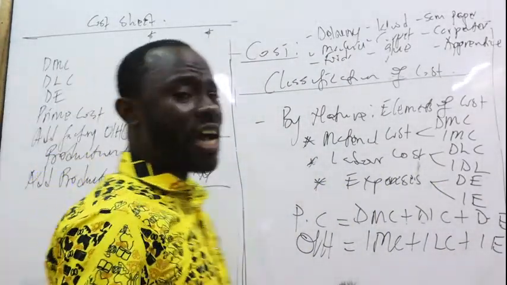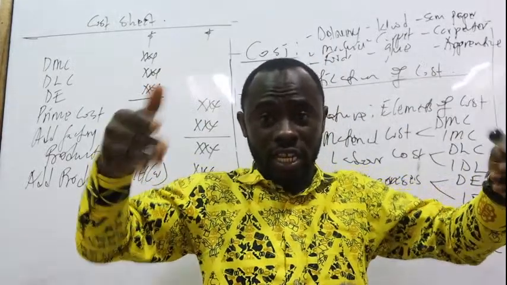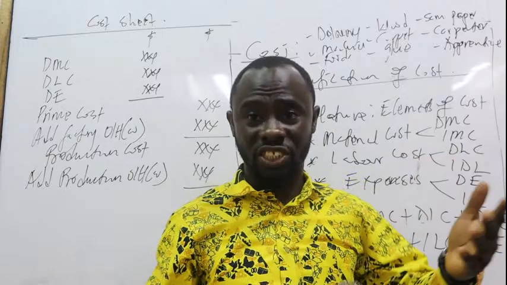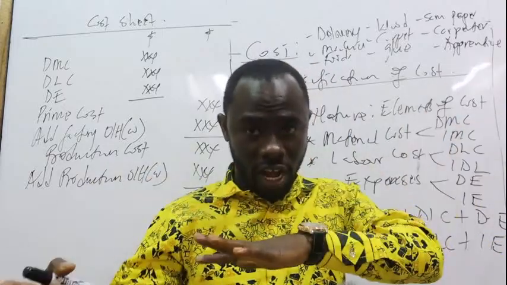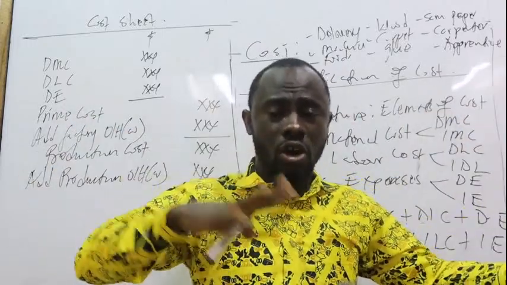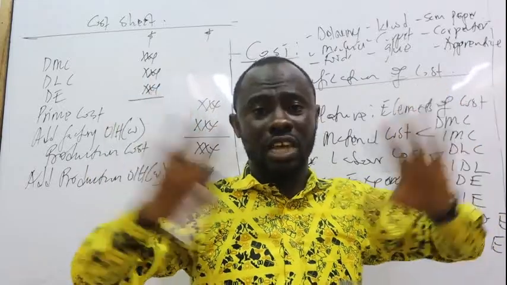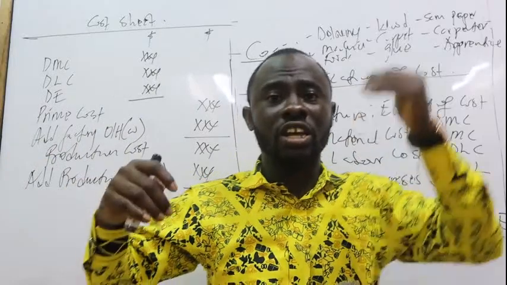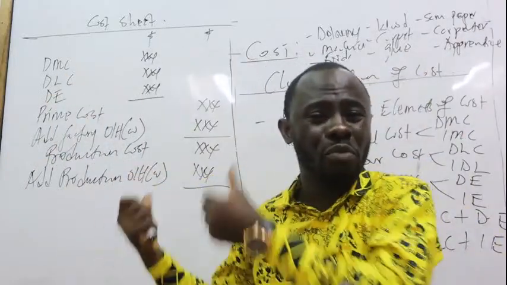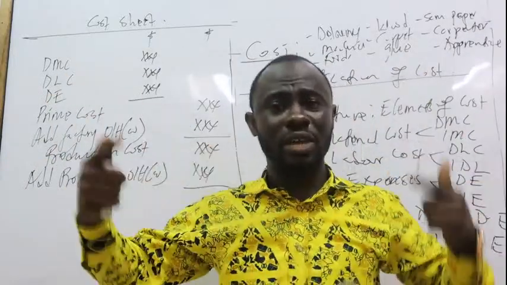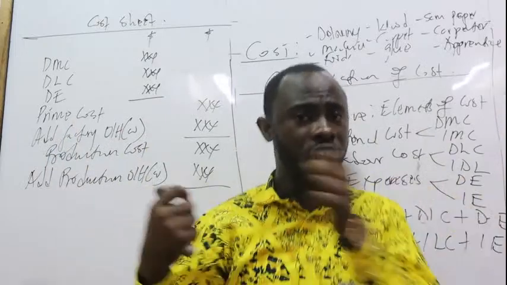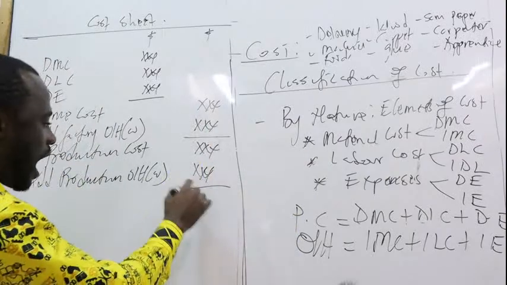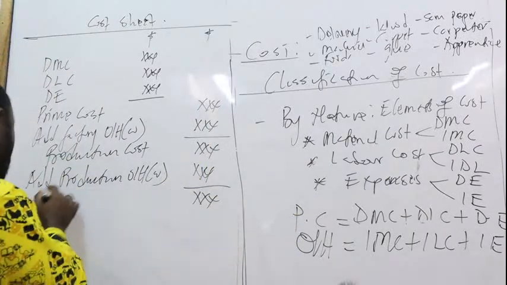Now, non-production overheads here, I will talk about this, because one of the classifications of cost is classification of cost according to production, where we look at production cost and then non-production cost. So non-production cost relates to costs that are not related to production, like selling and distribution, administration, finance. All these are non-production overheads. But when we are determining the total cost of a product, all these things must also be factored in the determination of the cost. So adding that up gives us total cost.